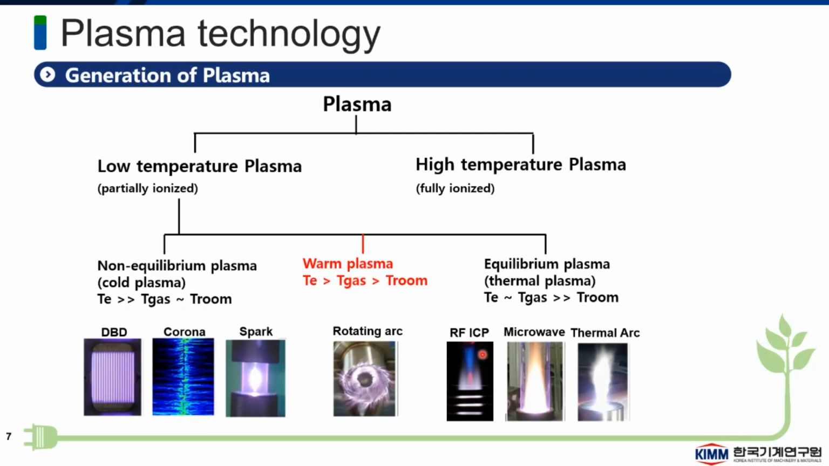RF plasma and ICP systems are thermal plasma; microwave and thermal arc with DC high current arc are also examples of thermal plasma. So what is the difference between rotating arc and thermal arc? In a thermal arc, the current level is around 100 amperes. If a high current condition is there, we call it thermal plasma. But if we talk about less than 20 amperes or around 20 amperes of current, then it is called rotating arc or warm plasma.